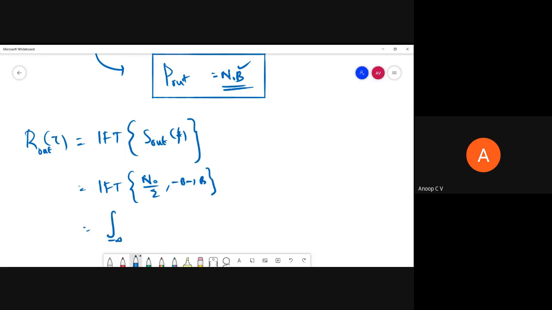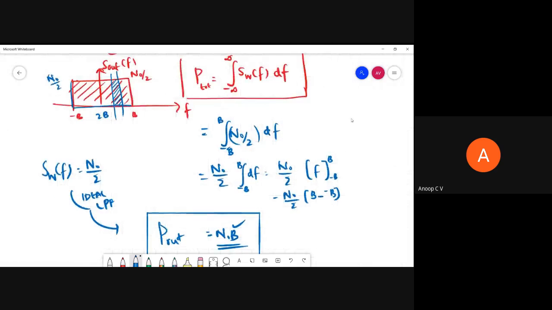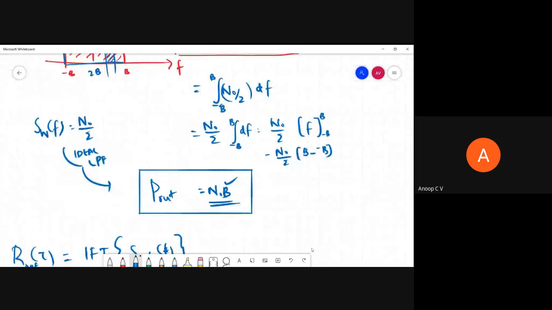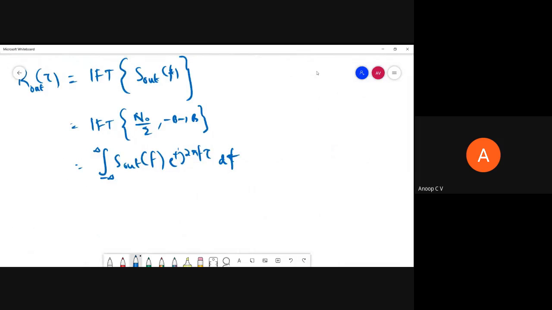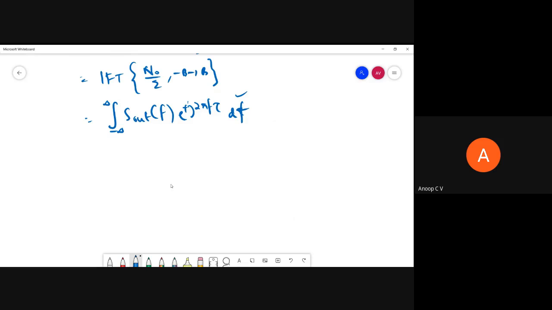So it is the integral from minus infinity to infinity of S of f times e power j 2 pi f tau df. Earlier, if I had written d tau there when we were taking the Fourier transform, please correct it to df. It should be df. I'm not sure whether I made a mistake, so please do correct it.